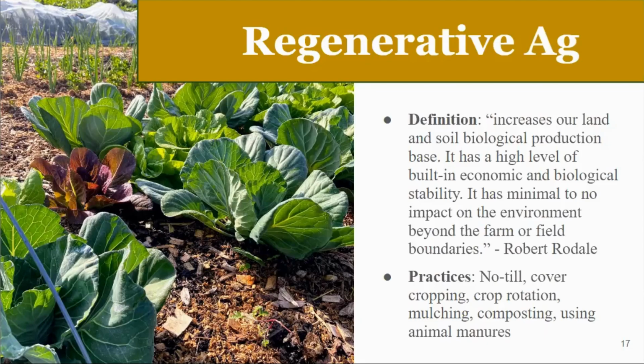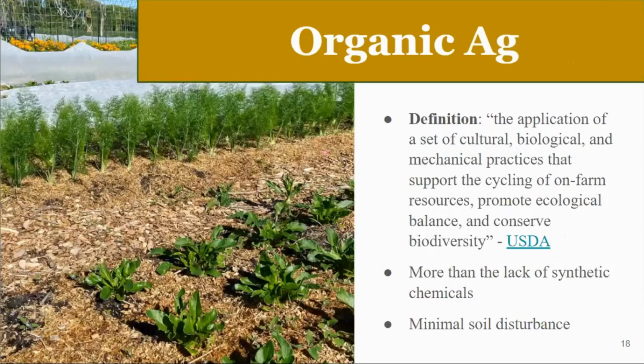Of course there are other types of growing that don't involve soil, but I'm not going to get into those today. And then there's organic farming or organic agriculture, and the USDA defines that as the application of a set of cultural, biological, and mechanical practices that support the cycling of on-farm resources, promoting ecological balance and conserving biodiversity. Again, a lot of words to say the same thing: applying a lot of practices that are supporting life, our environment, our ecosystems.